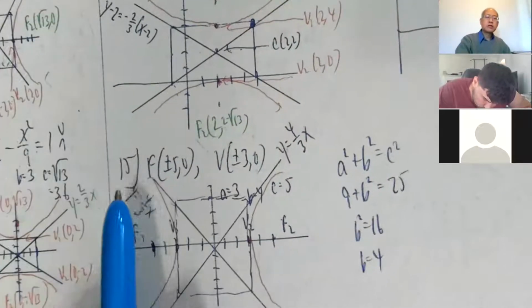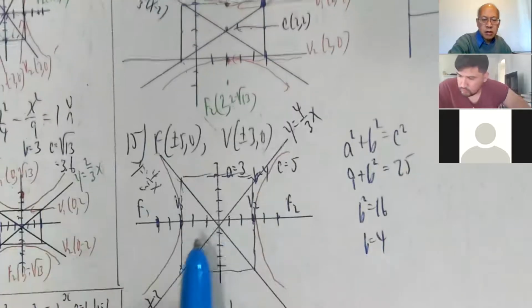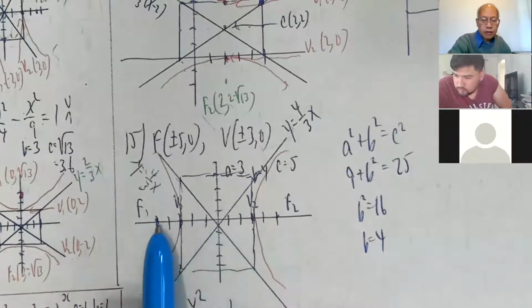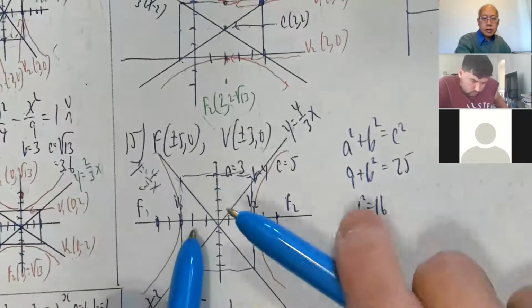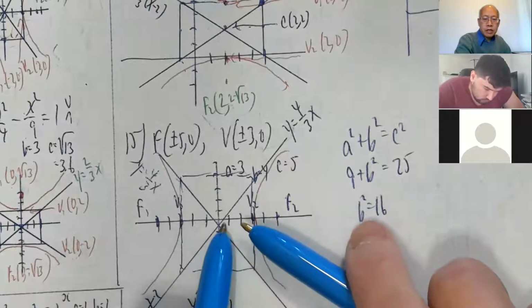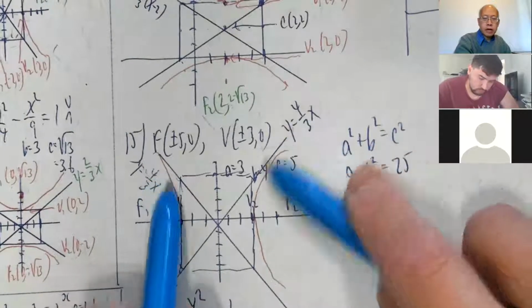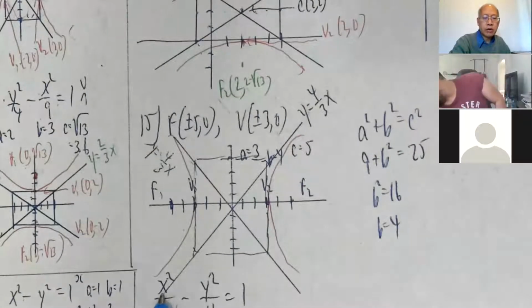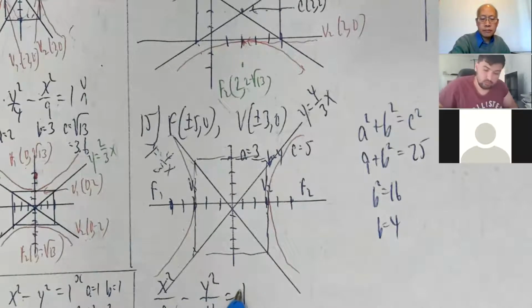Okay, 15, foci plus or minus 5, 0. Vertices plus or minus 3, 0. So 1, 2, 3, 4, 5, focus 1, focus 2. Vertices plus or minus 3, 0. All right, so that tells me it is the horizontal type of hyperbola. So automatically, I know it's x squared over something minus y squared over something equals 1.